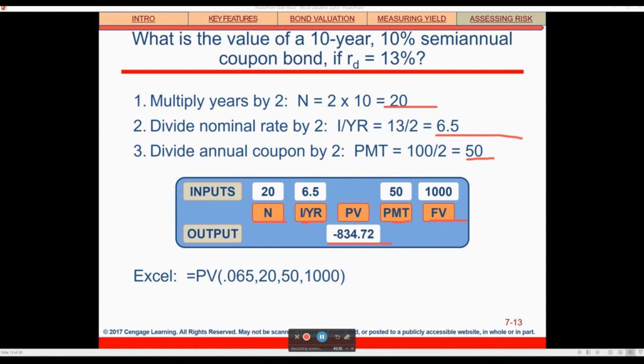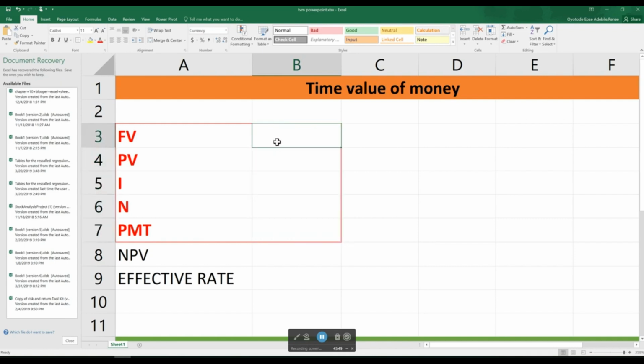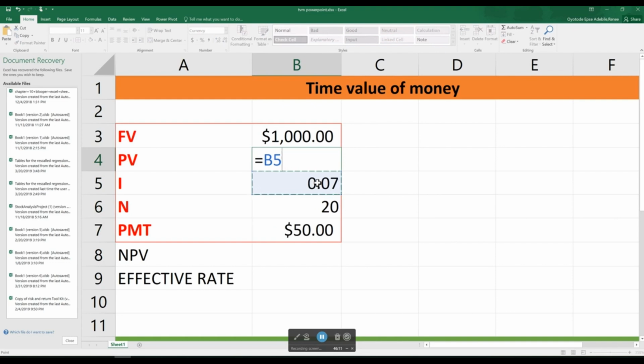If you're using Excel, your future value will be 1000. Your interest will be 6.5%, which in decimal is 0.065. Your number of periods will now be 20, and your payment would be 50. So you're going to put equal present value, select your rate, and so on.